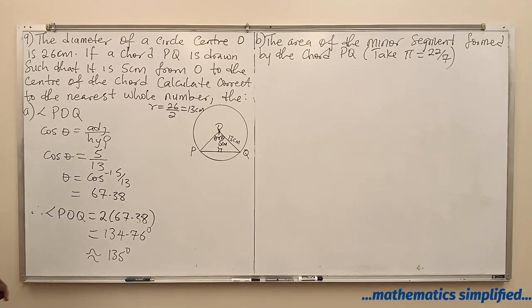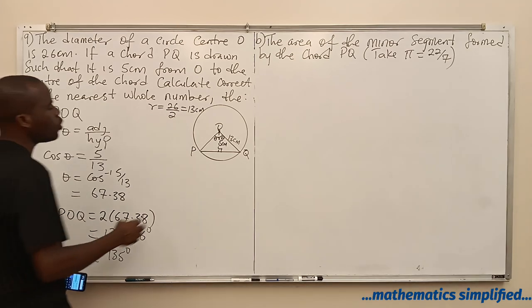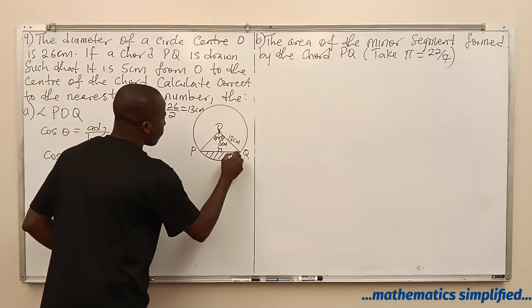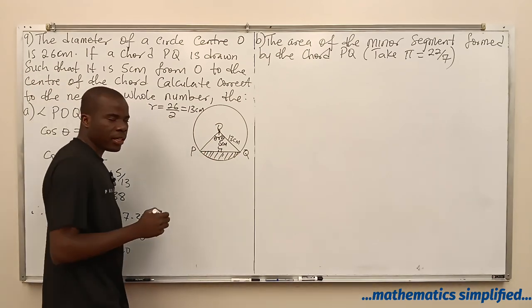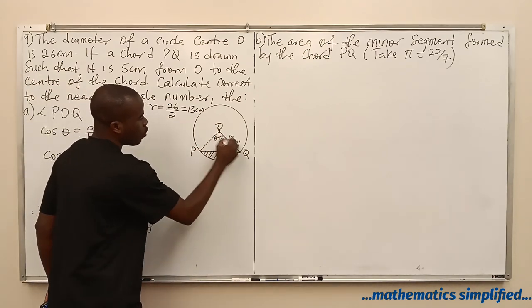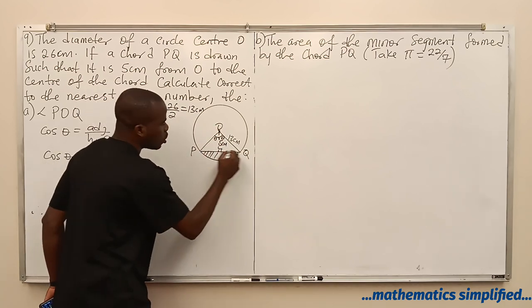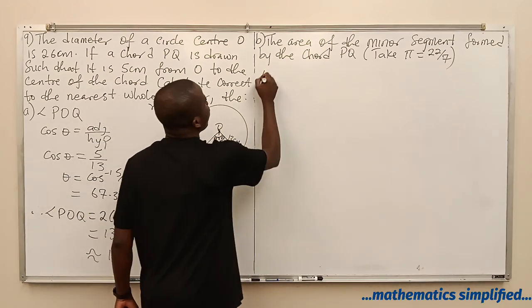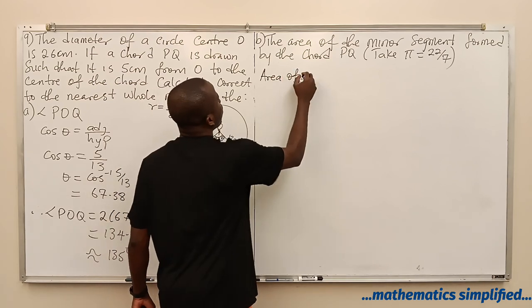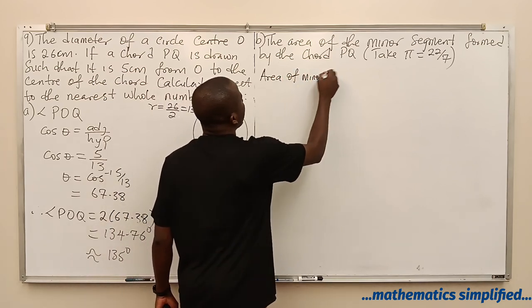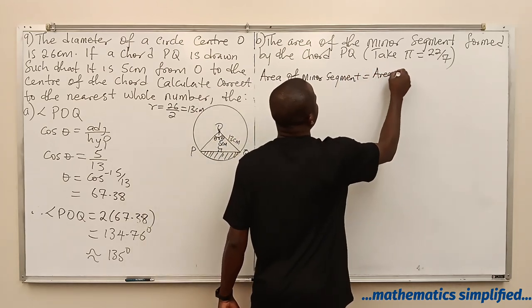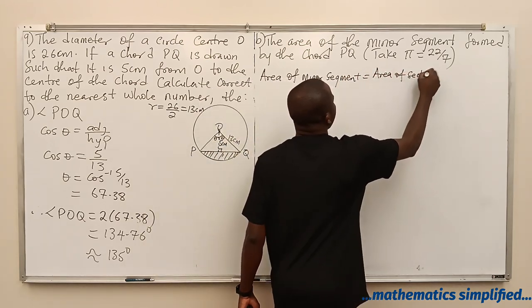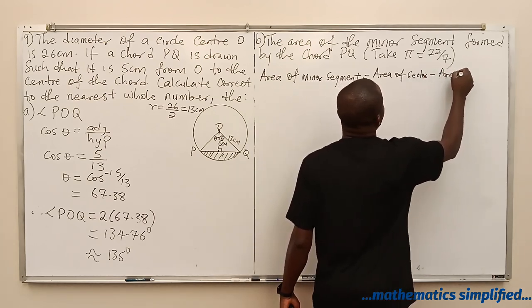B says, find the area of the minor segment formed by the chord PQ. So we're looking for this area. For us to get this area of minor segment, it will be area of the sector minus area of this triangle. So area of minor segment is area of sector minus area of triangle.